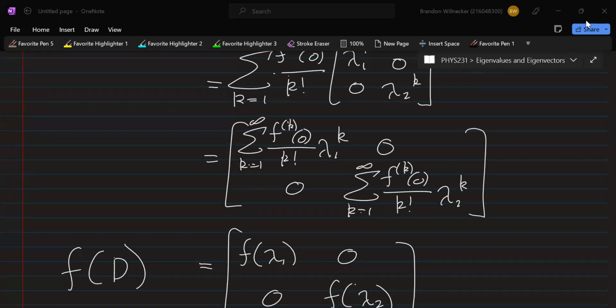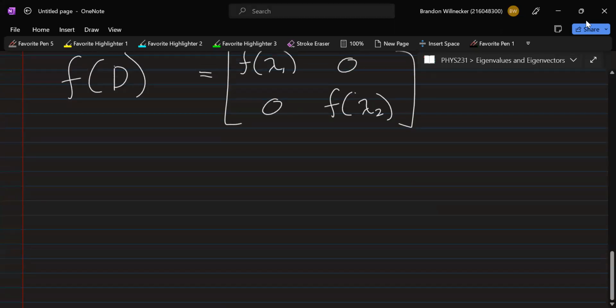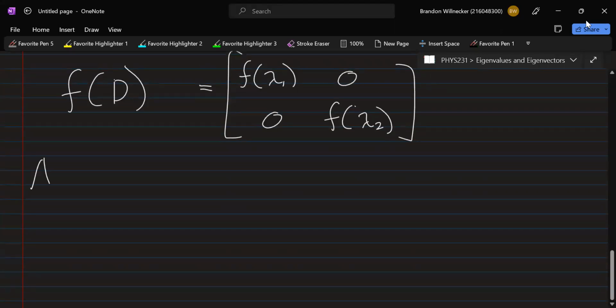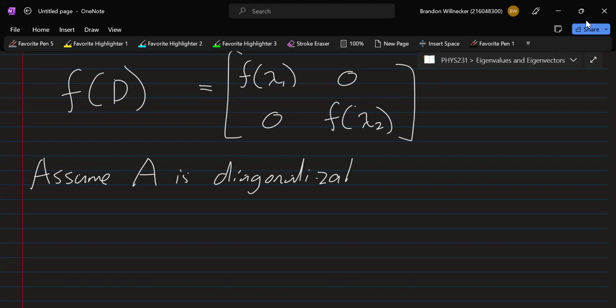Okay, so let's have a look at how we're going to do that. So we assume A is diagonalizable. In other words, we can write A as PDP inverse. Now we want to calculate powers of A.